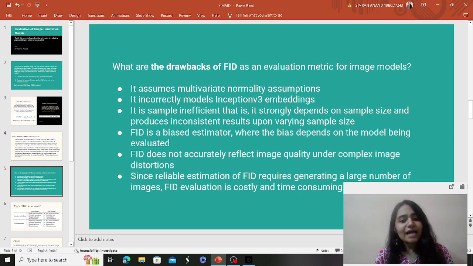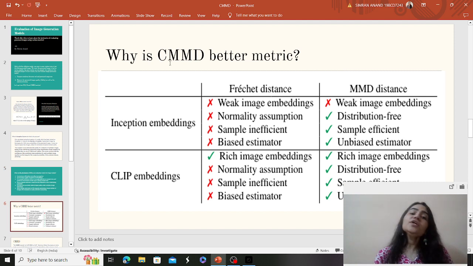Since reliable estimation of FID requires generating a large number of images, as I've told you, the sample size should be large. A large number of images is required for FID to function. FID evaluation is costly: it's very time consuming firstly, and it's also costly. Now, what do you think can be a better metric which can help us achieve whatever FID is not able to achieve? This metric called CMMD is such a metric, I would say.